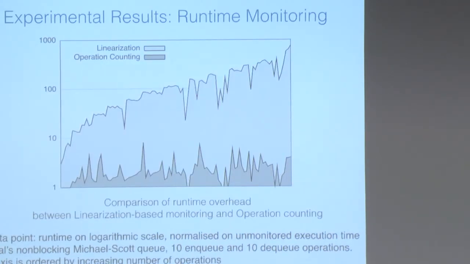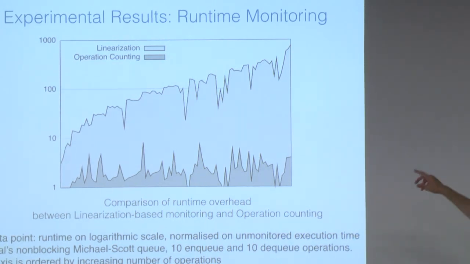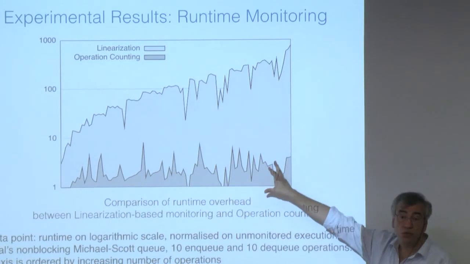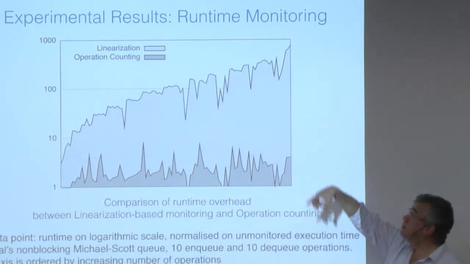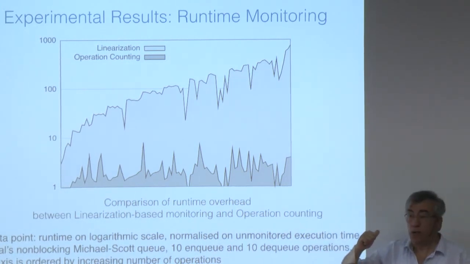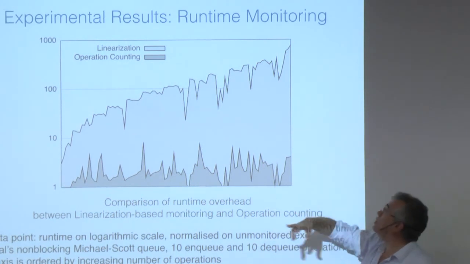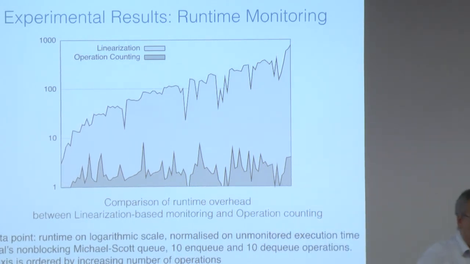Now, if you look at the overhead, this is in a logarithmic scale. This is the overhead introduced by our monitoring, and this is the overhead introduced by the monitoring in the standard approach. And you see that this one remains more or less constant, whereas the other one explodes exponentially.